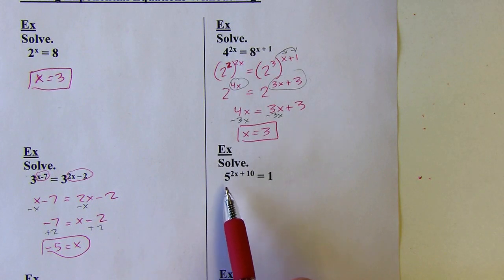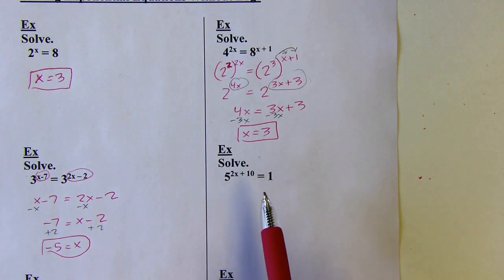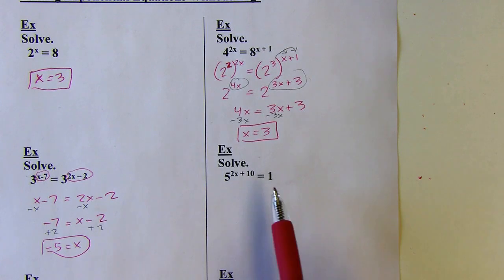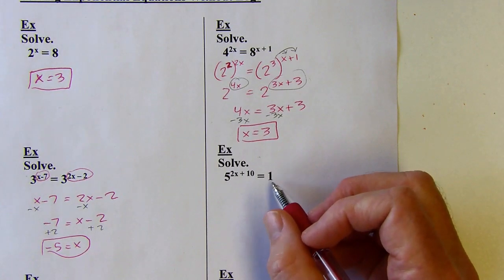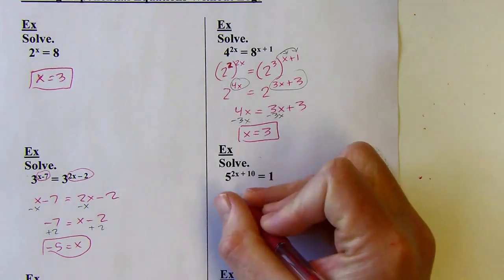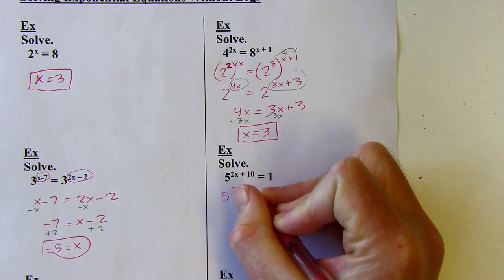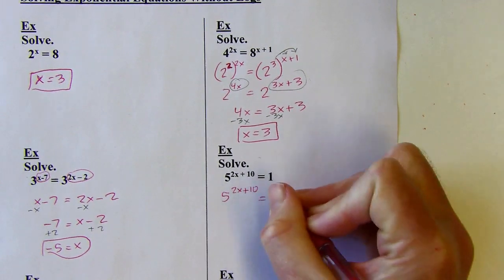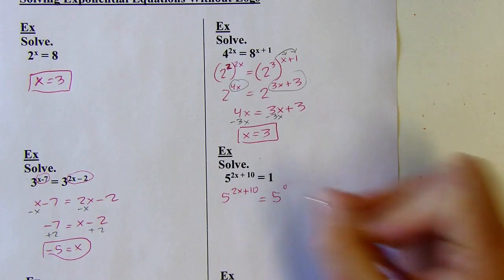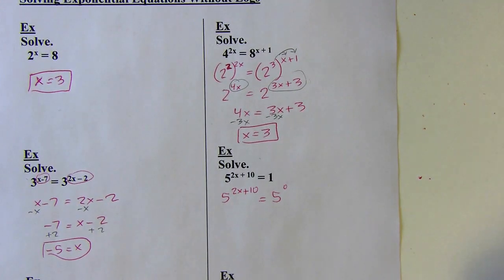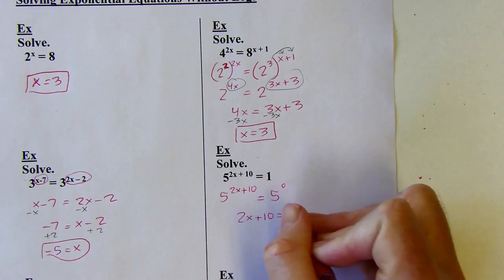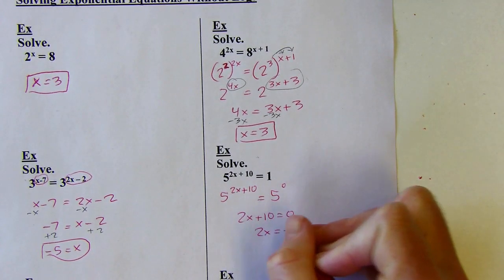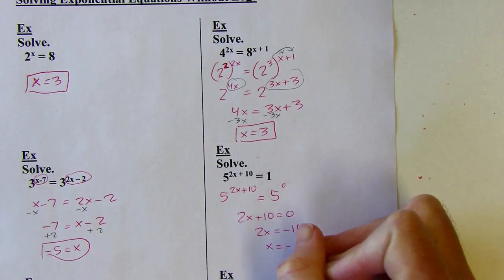I can't write both sides with the same base. Well, actually, I take that back, I can write both sides with the same base. It's a little weird though, but remember anything to the 0th power equals 1. So when one of the sides of the equation equals 1, you can write it as any base to the 0th power. And now I'm in business, right? So now 2x plus 10 is going to equal 0.